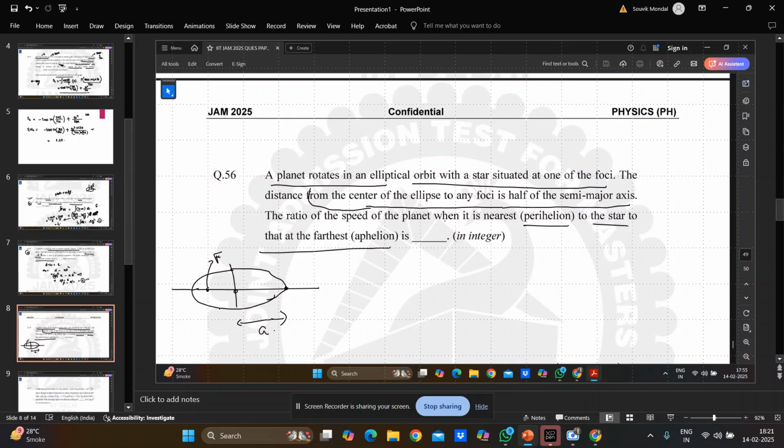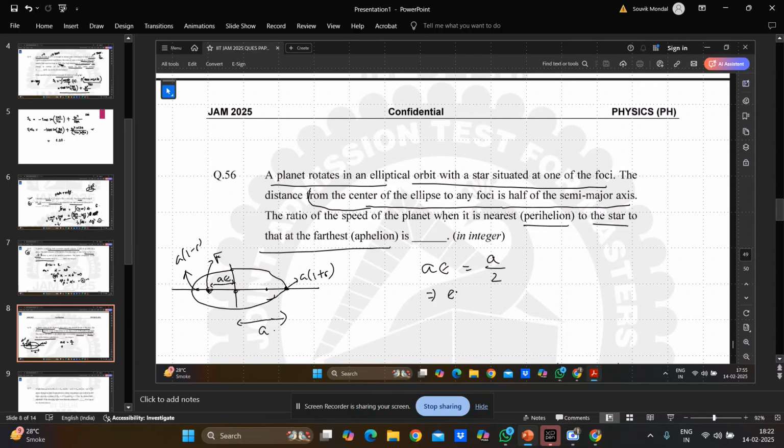The focus is somewhere here. This distance is AE. So here to here the distance will be A into 1 minus E, and from this focus to this point the distance is A into 1 plus E. These are called the perihelion and aphelion. So the focus is somewhere here, and there is obviously another focus, you can consider this one, this is also fine. They are saying the center of the ellipse to any focus, this distance is AE, is simply half of the semi-major axis, so A by 2.